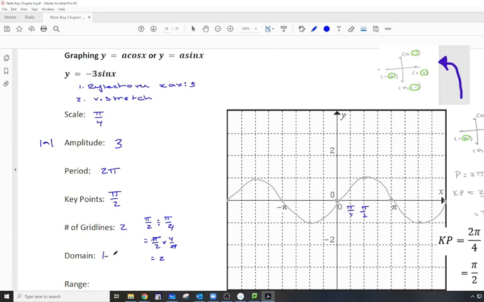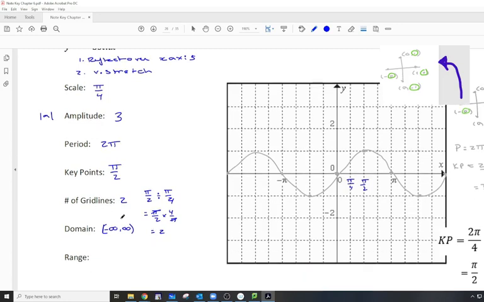The domain of this graph is going to be negative infinity to infinity, because that is the domain of every sinusoidal function that's not a reciprocal or tan. So sine and cosine are all negative infinity to infinity. And the range of this graph. So we said that range goes from negative a to positive a. So it's going to go from negative 3 up to positive 3. So now sketching this, where do I start a sine graph?